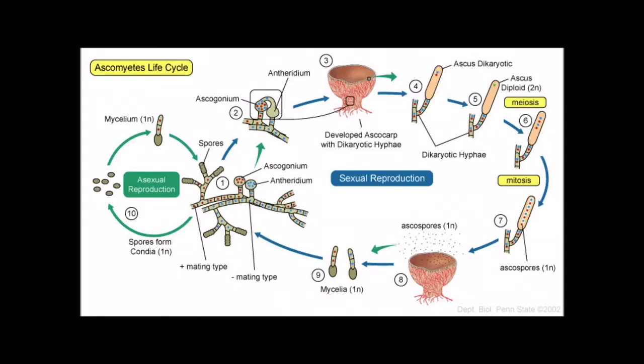Let's turn our attention to the life cycle of the typical ascomycete depicted in this image. We will start with step 1 in the sexual part of the life cycle, in which two haploid hyphae become intertwined and form an ascogonium and an antheridium. This is not to be confused with the male gametangium known as an antheridium in plants.